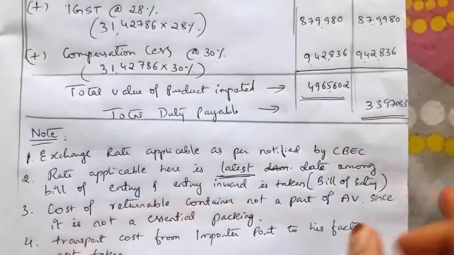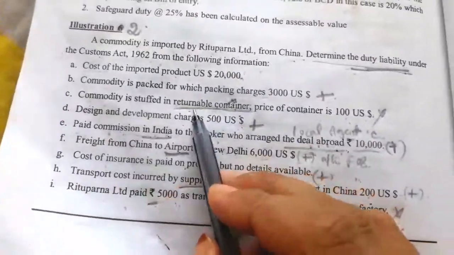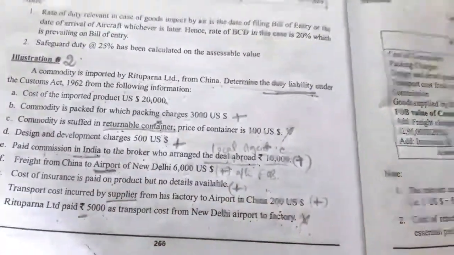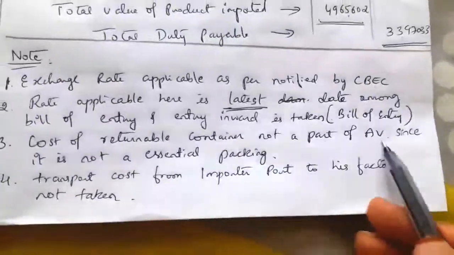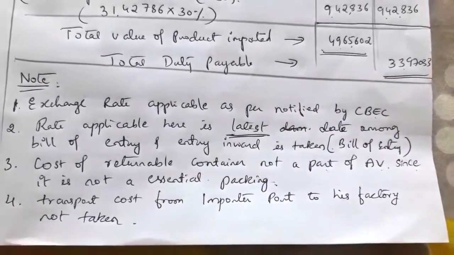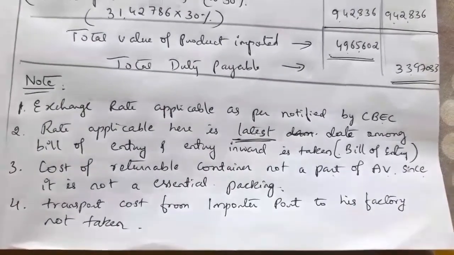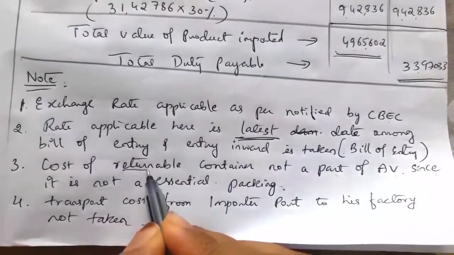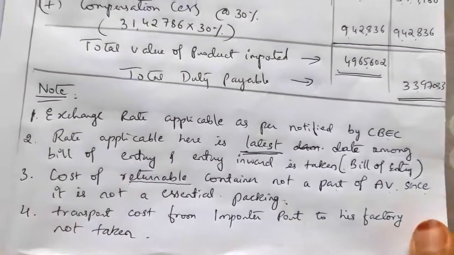Then the cost of returnable container. Here we have not taken the returnable container. A returnable container is not a part of AV because it is not essential packing. Only the cost of packing and the cost of container we can take, but a returnable container is not a part of AV, so it should not be taken.